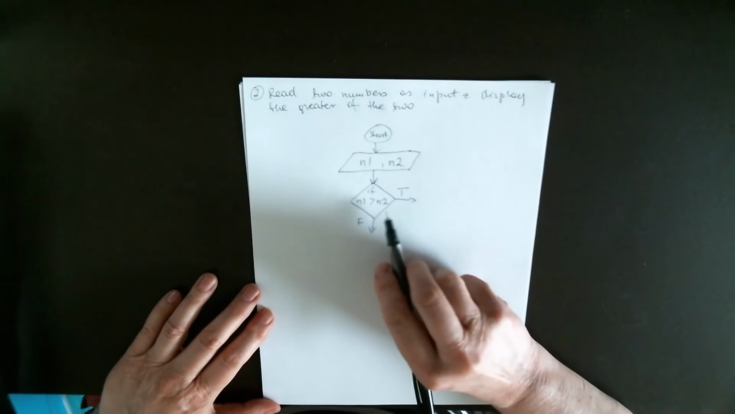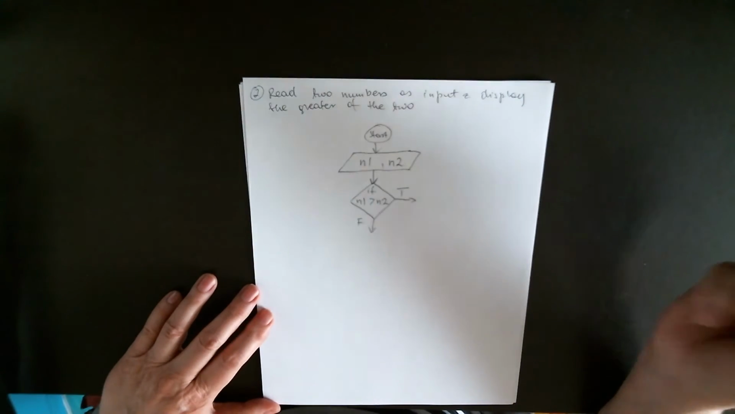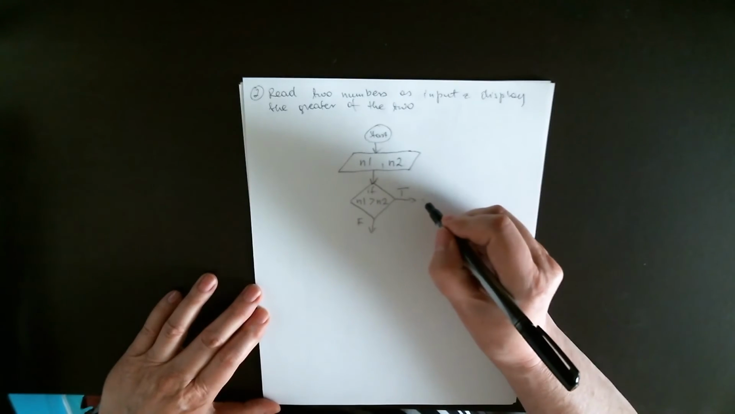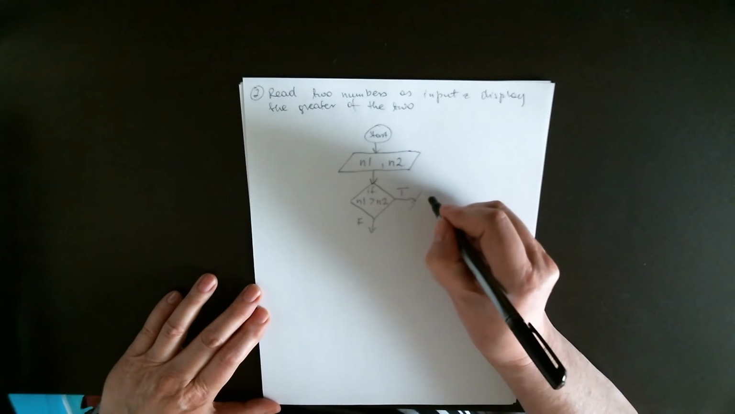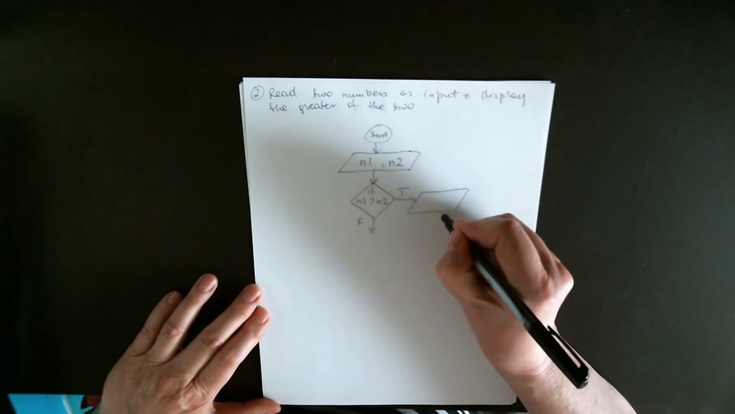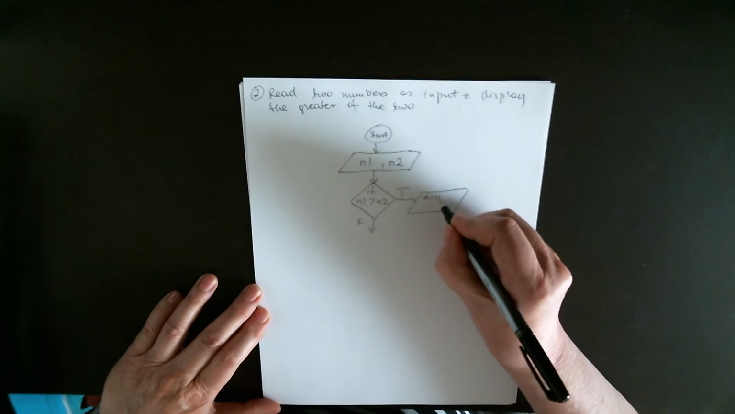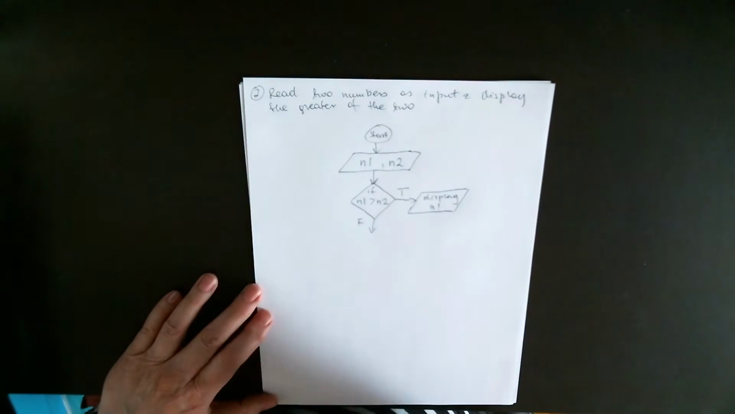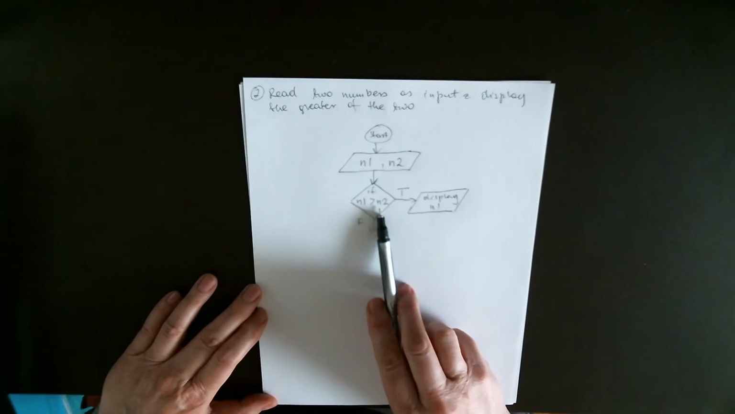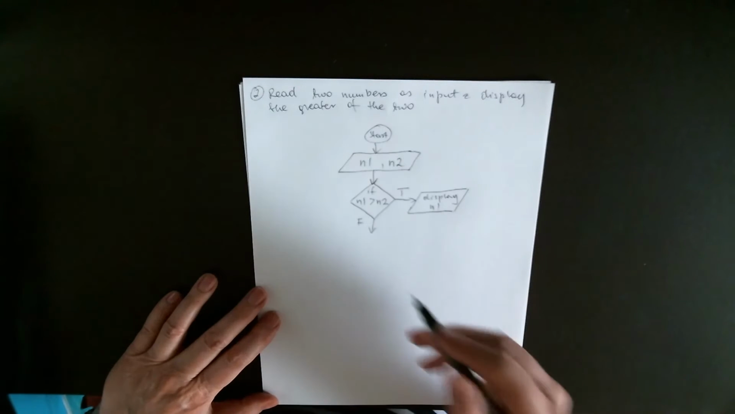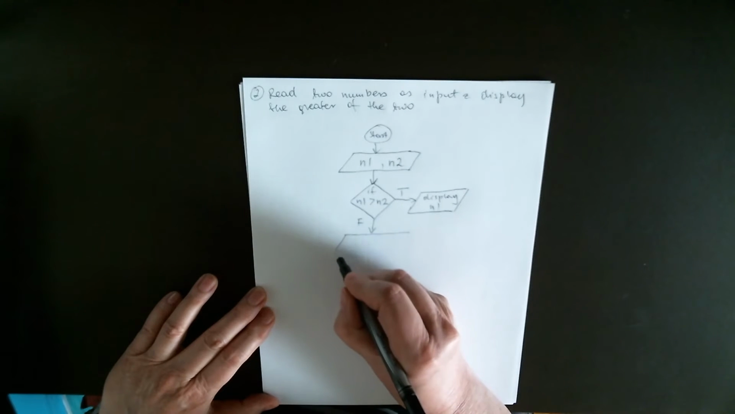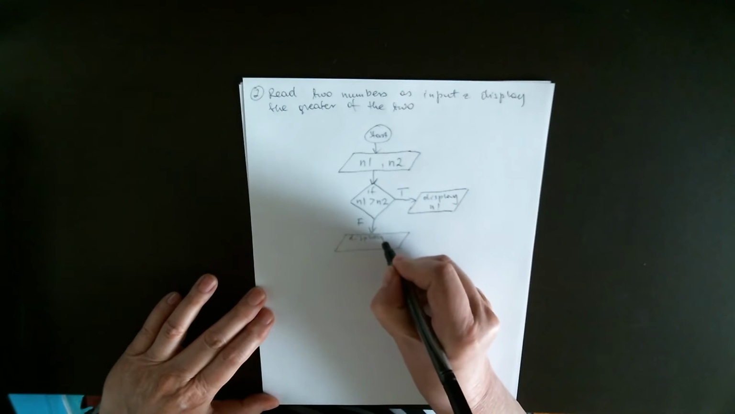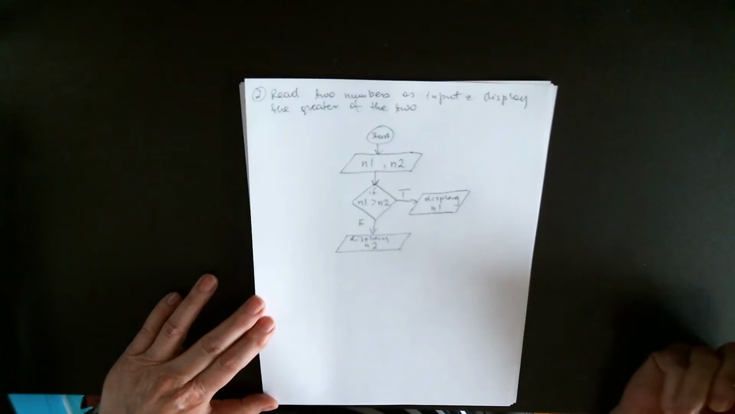If n1 is greater than n2, guess what? We are going to display n1 because that means it's the greater one. All right, what's the shape to display? Yep, parallelogram. Here it is. And we are going to say display n1. Very good. Now, what if it is false? What if number 1 is not greater than number 2? Well, what does it tell you? That the number 2 must be the greater one. So what do we display? Number 2.